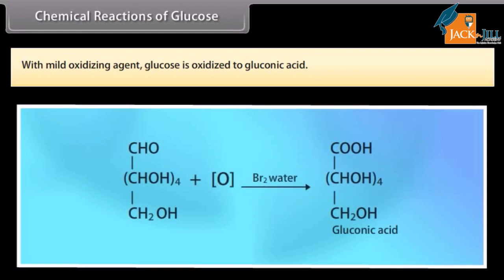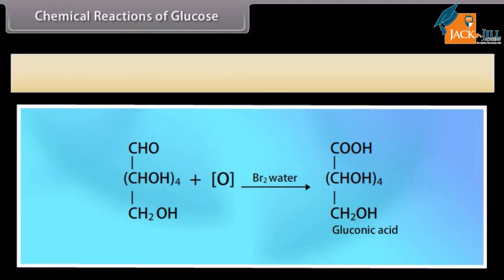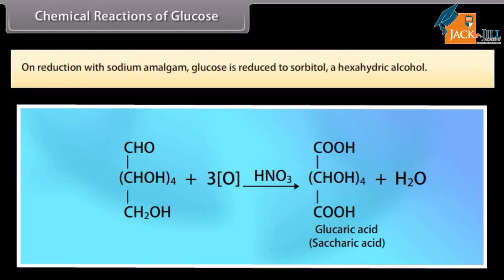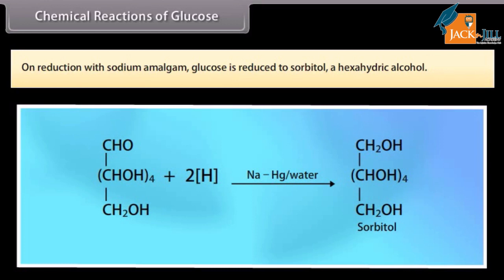With a mild oxidizing agent, glucose is oxidized to gluconic acid. With a strong oxidizing agent, glucose is oxidized to glucaric acid. On reduction with sodium amalgam, glucose is reduced to sorbitol, a hexahydric alcohol.